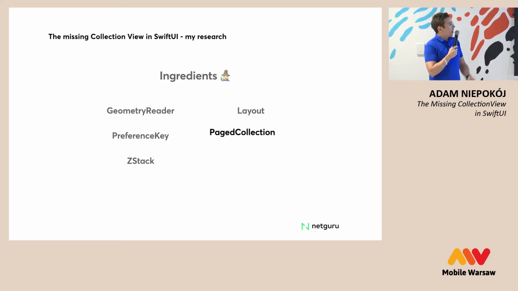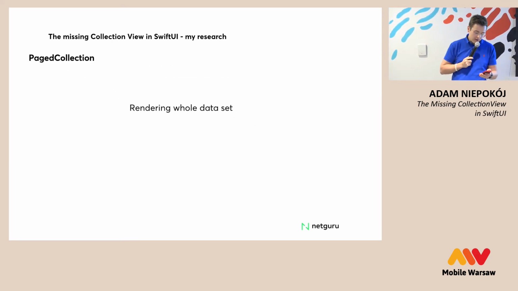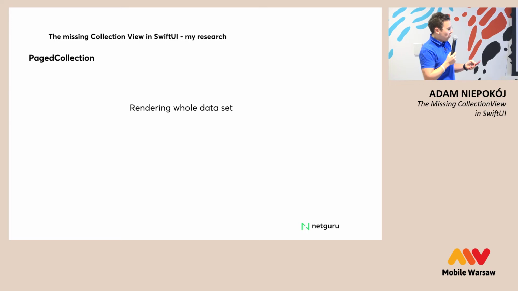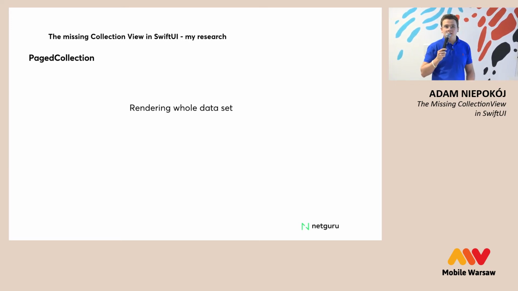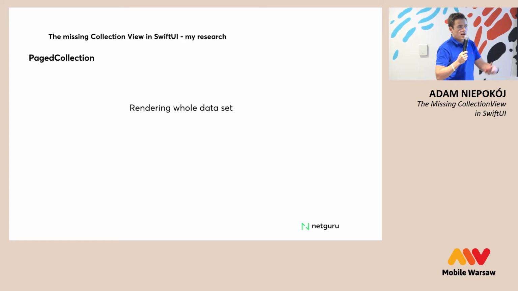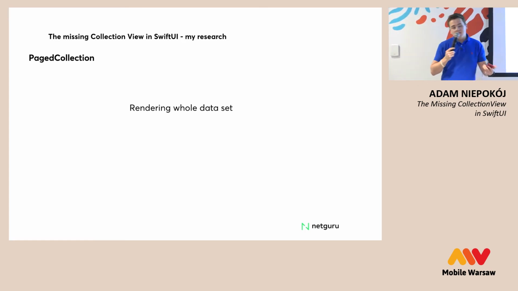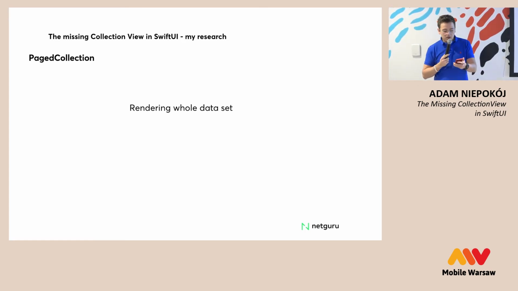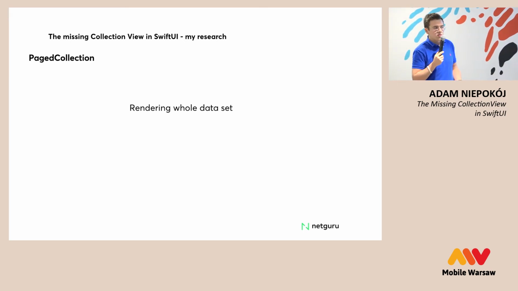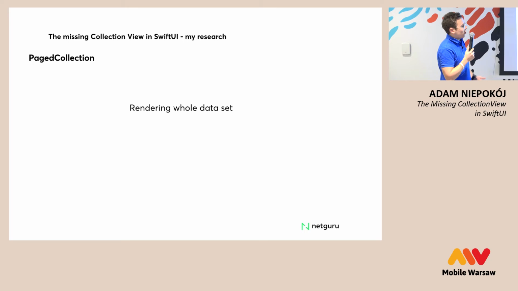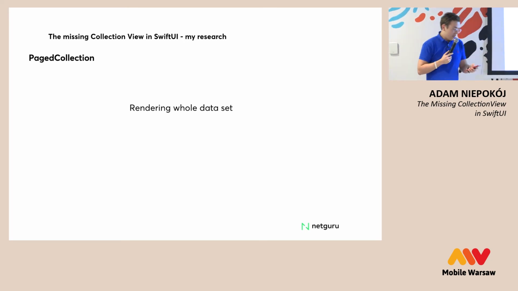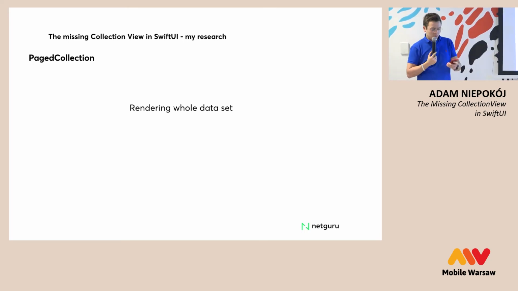The fifth ingredient is the paged collection, because as you may know or don't know, SwiftUI renders the whole dataset at one point. It just gets the whole dataset and lays it out on the screen, and it might be tricky when you have a collection view with like 5,000 elements. It might freeze for a while, I don't know. So that's why I wanted to have the lazy loading. And I was struggling with that, to be honest.